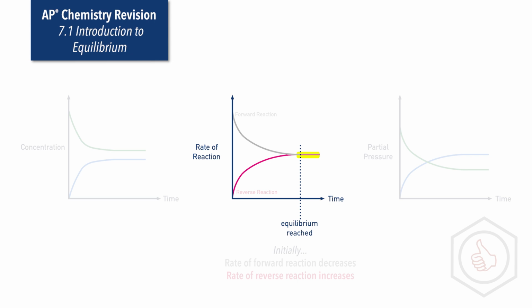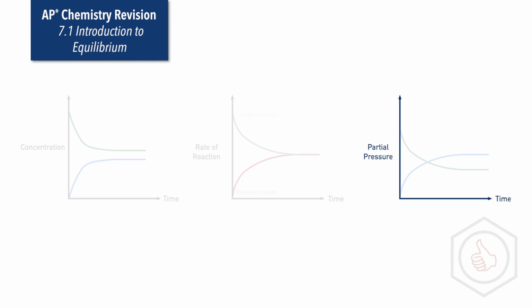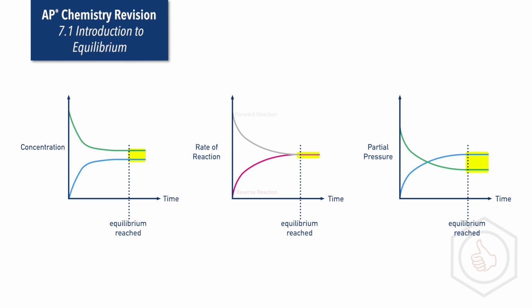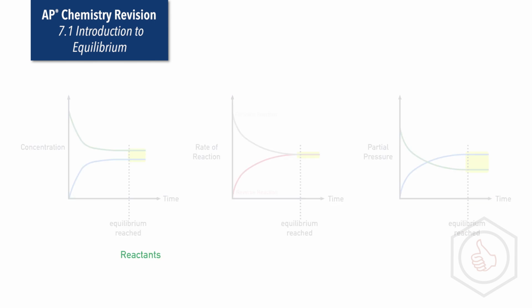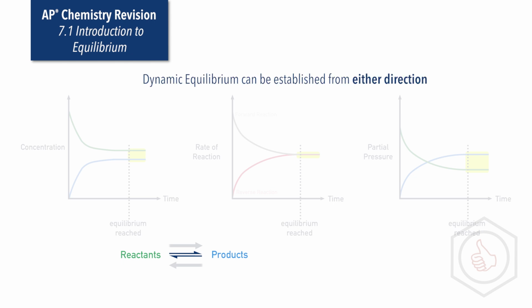For gaseous reactions, partial pressure versus time graphs follow the same pattern as a concentration time graph. The graph shows reactants' partial pressure falling and products' partial pressures rising until both level out, the partial pressures remain constant, and equilibrium is reached. In these examples, we have assumed that we have started with reactants going to form products for a forward direction, but it's important to remember that equilibrium can be established from either direction. You could also start with products and they would react to form reactants and still form an equilibrium system.